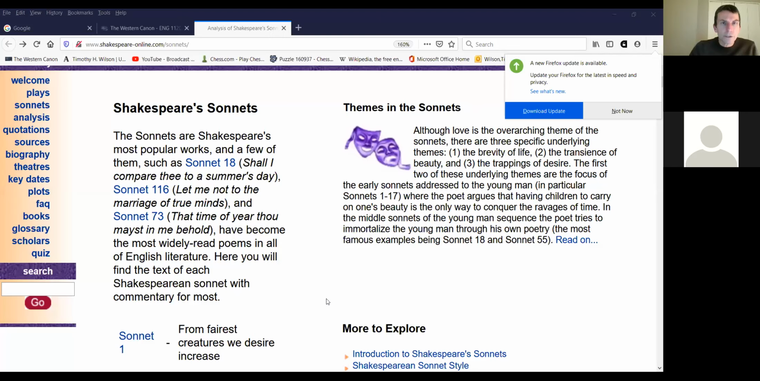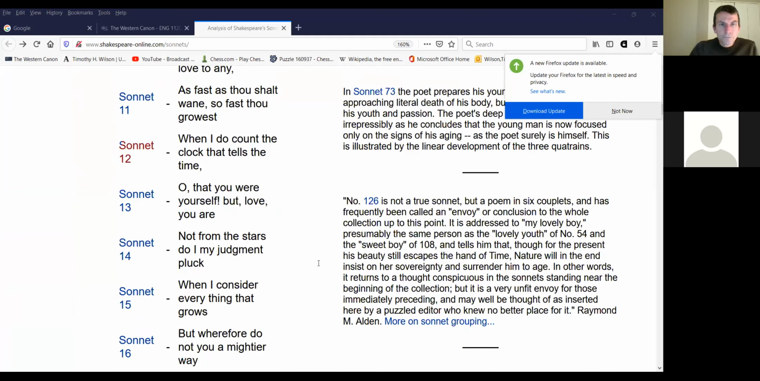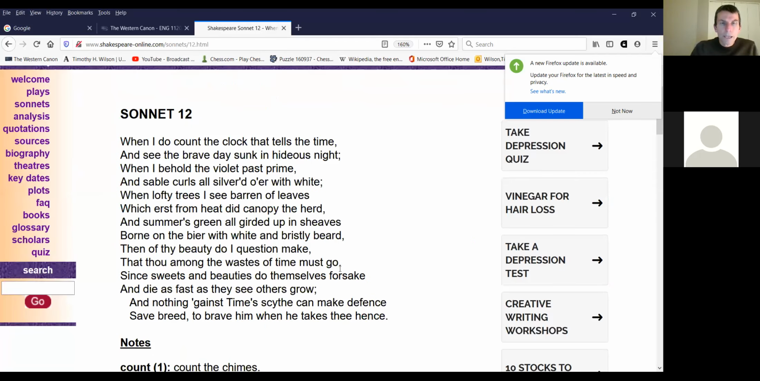I'm going to share the different screen now, just so that we have Sonnet 12 at hand. Okay, so Sonnet 12 here. So I'm going to read this.